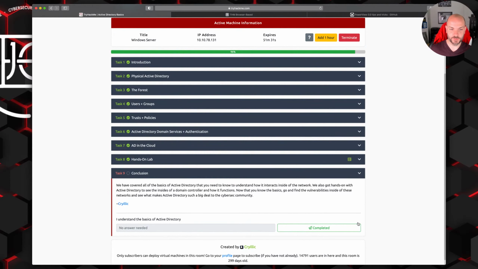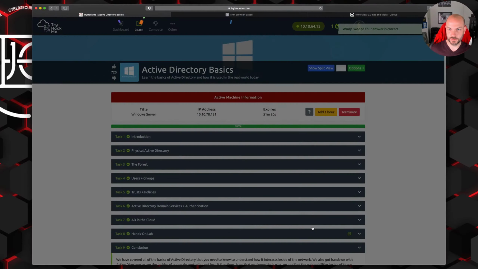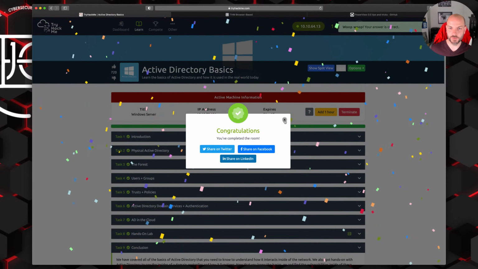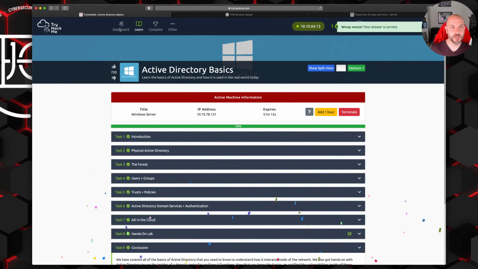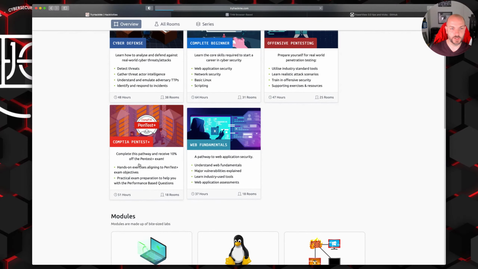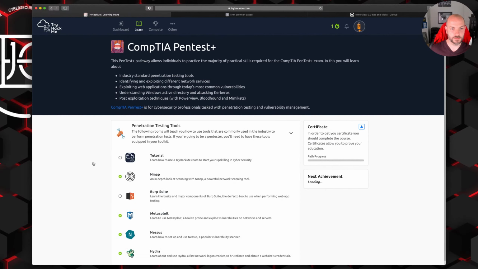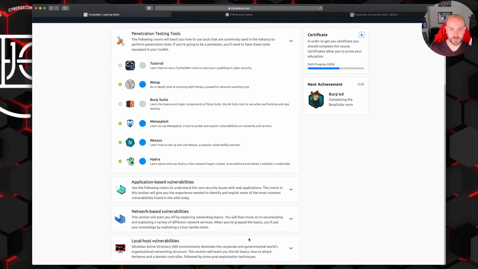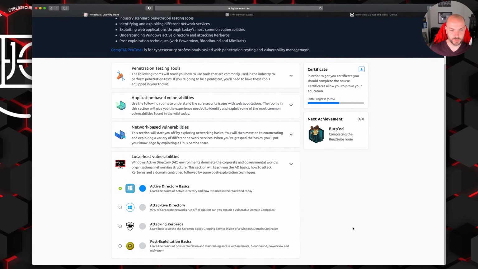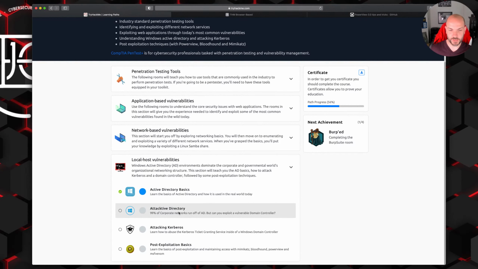Let's see if there was anything else. We've done all the basics of Active Directory you need to know to interact inside of the network, and so that is going to set us up for those next labs. We'll take a look real quick at the lab since we're here to see what the other ones are that fall underneath that. So it's under localhost vulnerabilities, and so we have attacking Active Directory, attacking Kerberos, and post-exploitation basics.